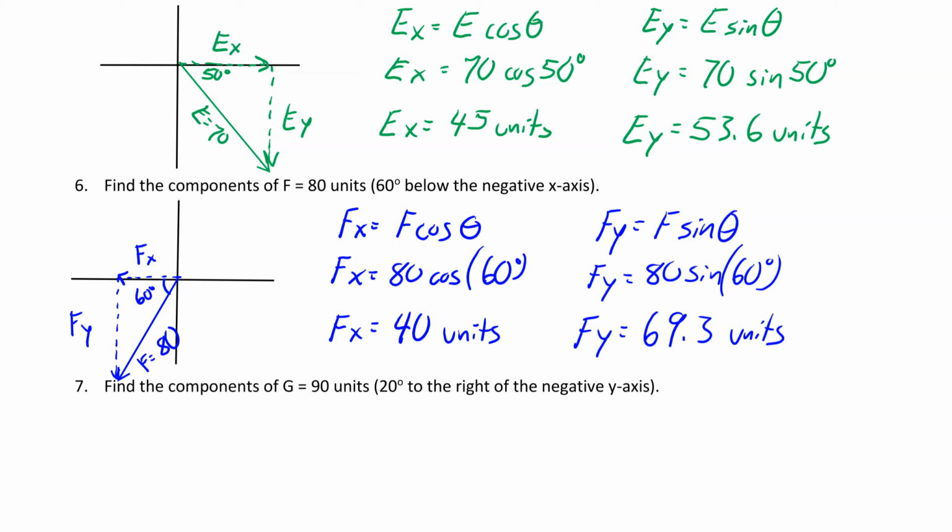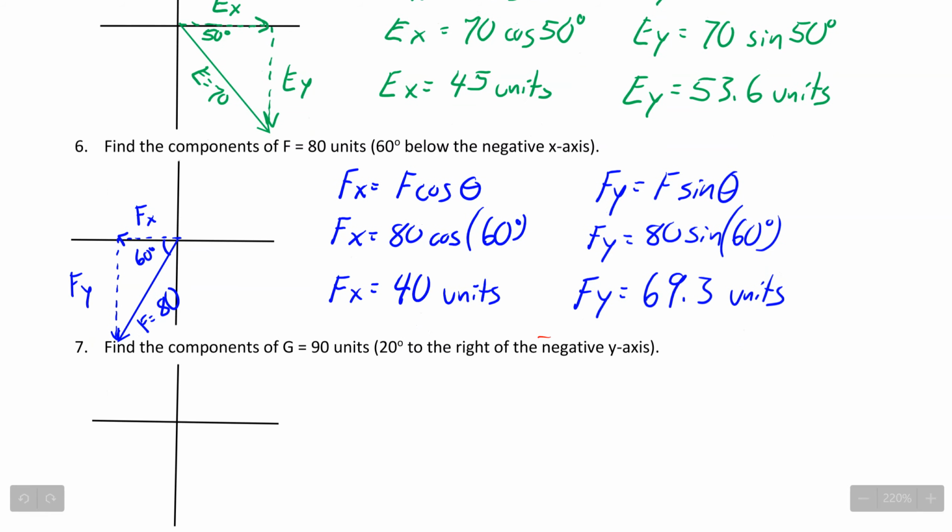For number 7, it says find the components of G equals 90 units, 20 degrees to the right of the negative y-axis. So let's draw our axes. Identify where the negative y-axis is. The negative y-axis is right here, and we're going to go 20 degrees to the right of that. Now, I'm going to give myself some space. This is way more than 20 degrees, but we'll draw it like that, okay?